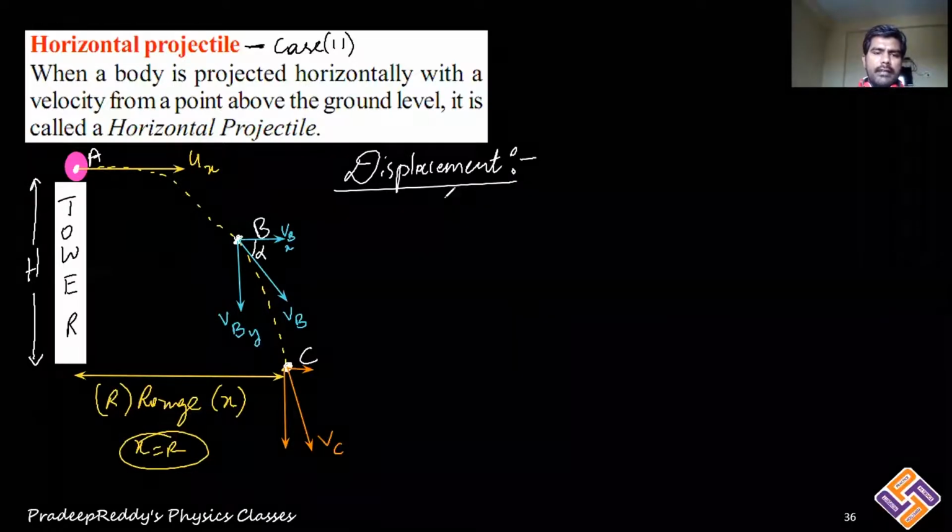Now let us see how much is the displacement traveled by the horizontal projectile from A to C. So first let us see horizontal displacement.